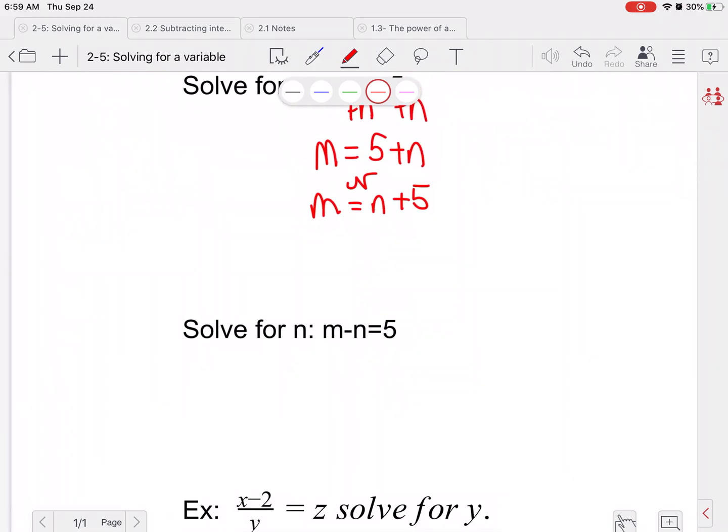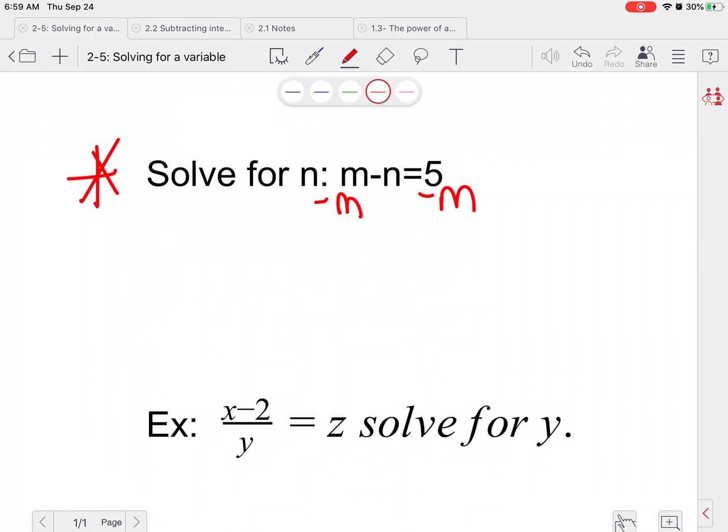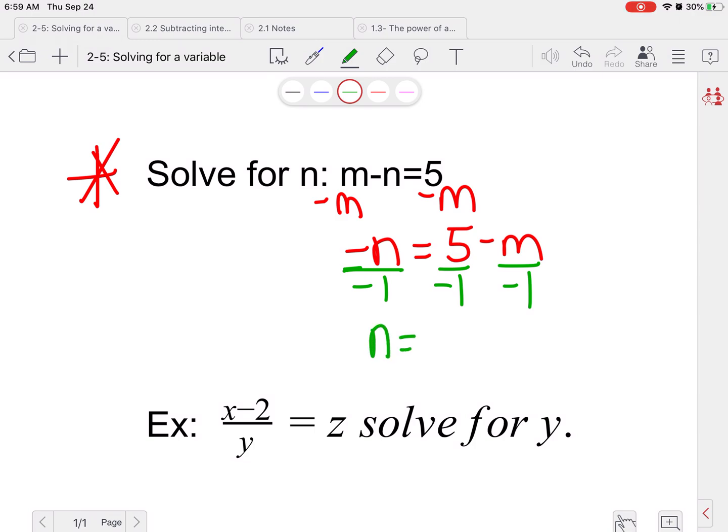Okay. What happens if we wanted to solve this one for n? So in this case, I would subtract m from both sides. So I'd get negative n equals 5 minus m. Now n is not by itself yet because I have this negative, so I would divide every piece by -1, because that'll save us some hassle here. So this becomes a positive n. 5 divided by -1 is -5. And negative m divided by -1 would become a positive m.